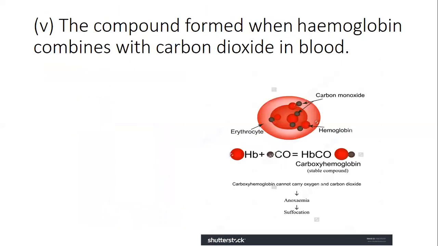Next question: the compound formed when hemoglobin combines with carbon dioxide in blood. The answer is carbaminohemoglobin. Just for information, I've kept this picture, which is carboxyhemoglobin, formed by carbon monoxide. This question is asked later. We'll see it again later.